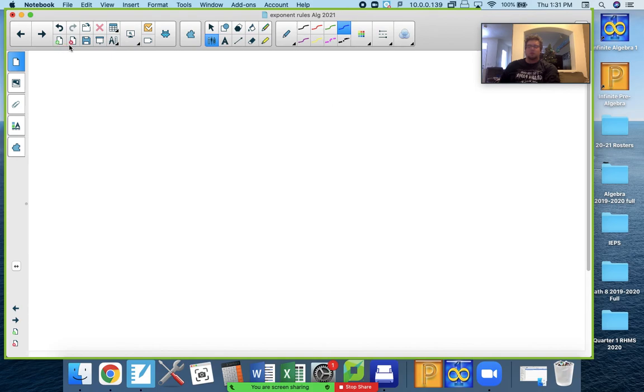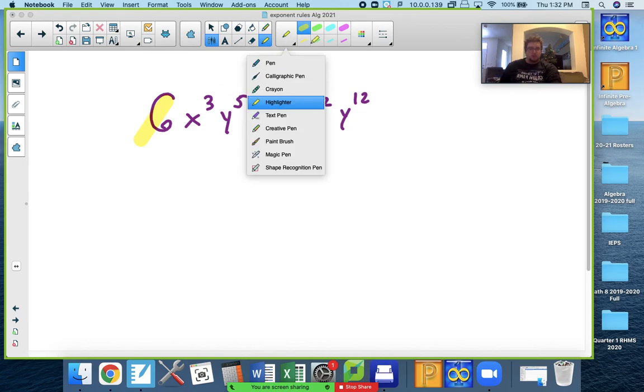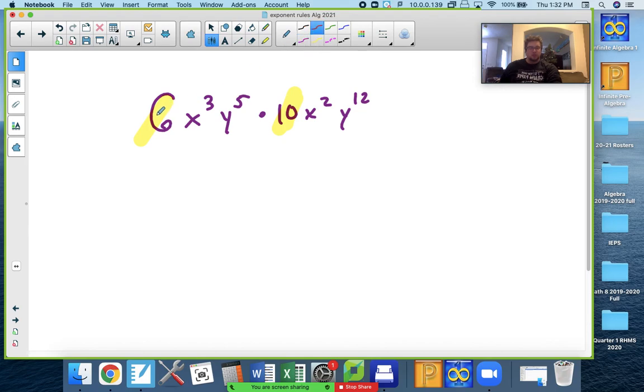If we happen to have more than one variable, 6x cubed y to the 5th times 10x squared y to the 12th, we're only going to worry about letters that are the same. So the 6 and the 10, granted they're not the same number, but since they're both coefficients, just regular numbers, we're going to take the 6 times the 10 and get 60.